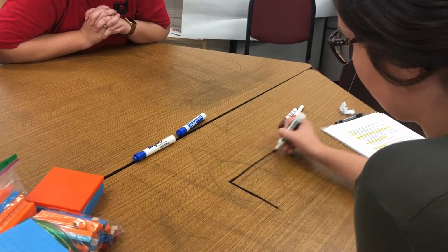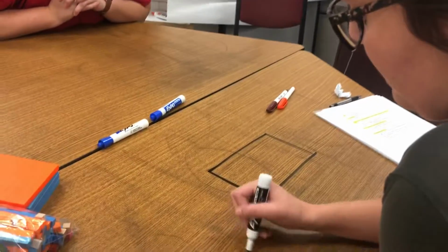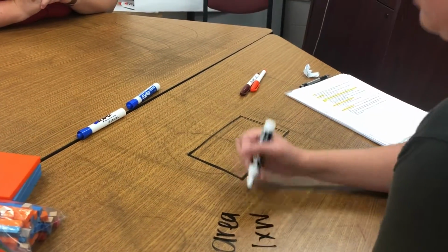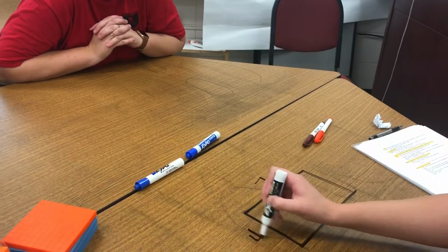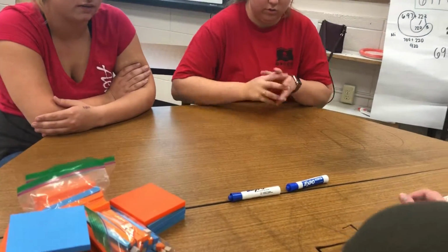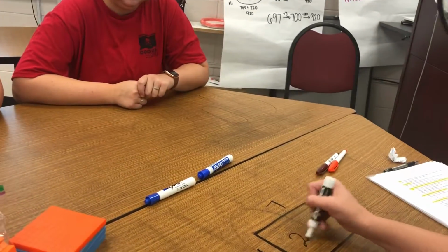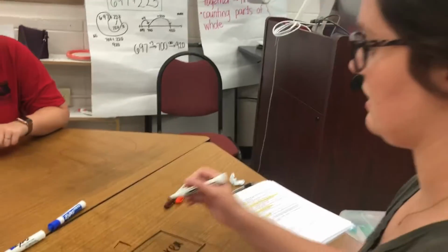So if we're trying to find the area of a rectangle, it is length times width, right? Okay, so if we have 7 and 4, what would our area be? 28 square units. Yeah, 28 would be our area. So the area is the length times the width.